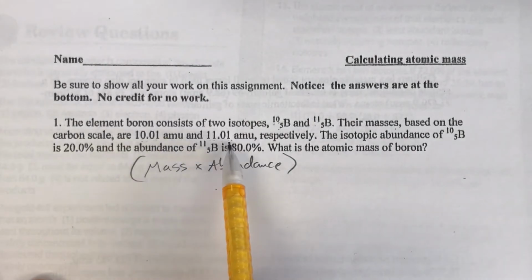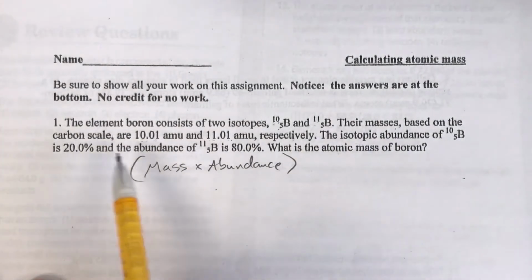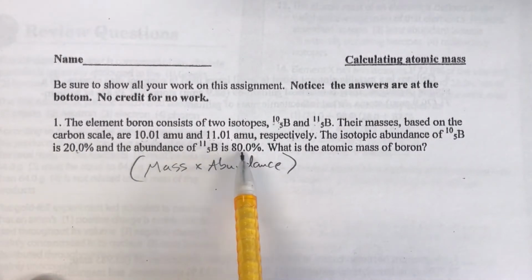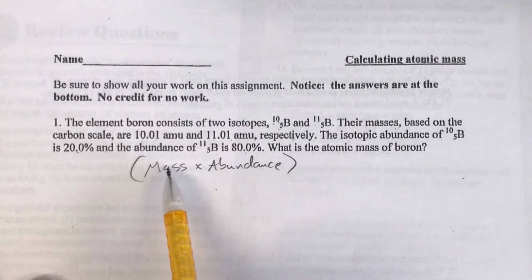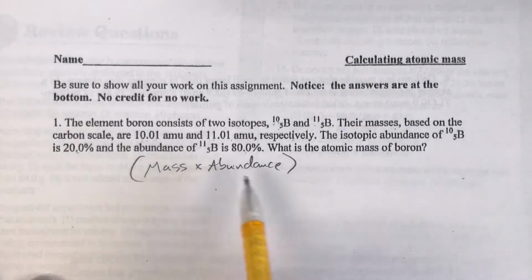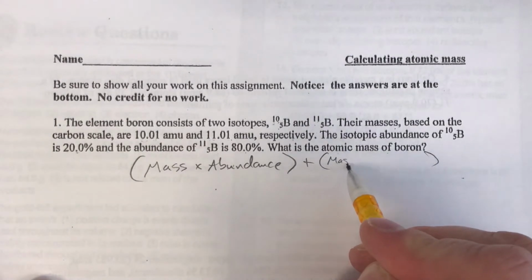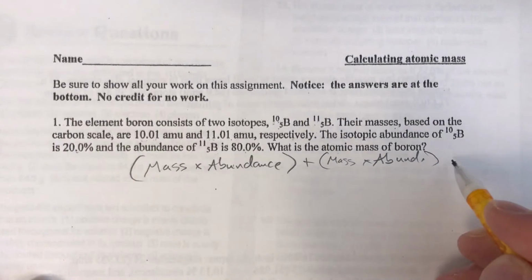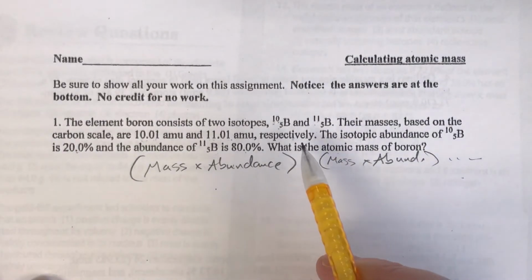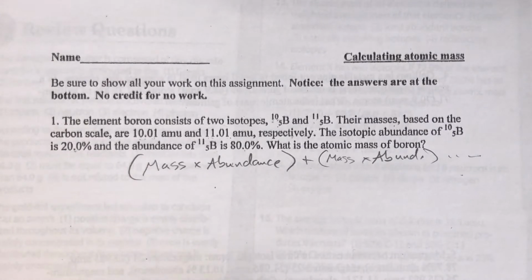So it says their masses on the carbon scale are 10.01 AMUs and 11.01 AMUs respectively. The isotopic abundance of boron 10 is 20% and boron 11 is 80%. What is the atomic mass of boron? So we need to take the mass times the abundance, and then we are going to add that to another mass times abundance. And we're going to do that however many times we have. Now in this case I only have 2 isotopes, so I only need to do it twice. But in the next example, we'll see there's actually 3.